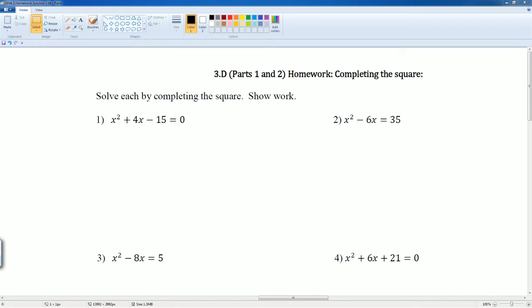Welcome to the homework solution tutorial. This is on 3D, completing the square. Here I will be covering number 1 and number 2 only by just solving by completing the square. Completing the square is actually my favorite thing to do.